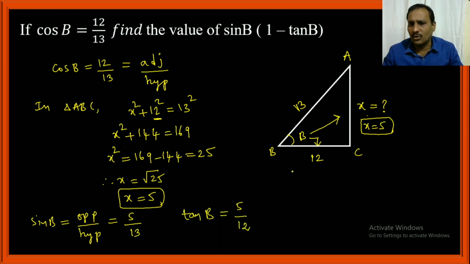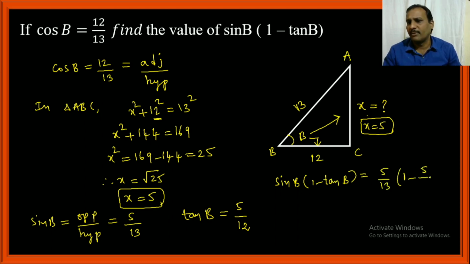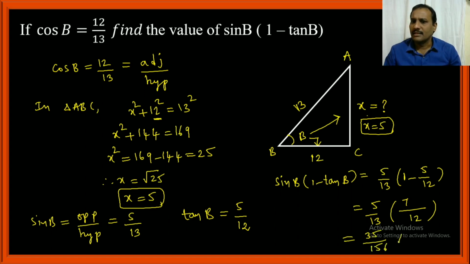Now let us go to the problem, that is we have to find the value of sin B into 1 minus tan B, that is equal to sin B value is 5 by 13 into 1 minus tan B is 5 by 12. And if you simplify this, 5 by 13 into, if you take LCM here, 12 ones are 12 minus 5, that is 7. So 5 sevens are 35 by 13 12s are, that is 156 is the answer. Okay, next.